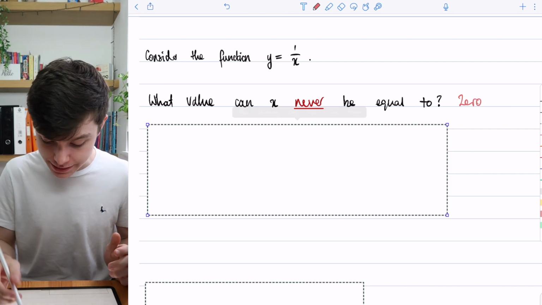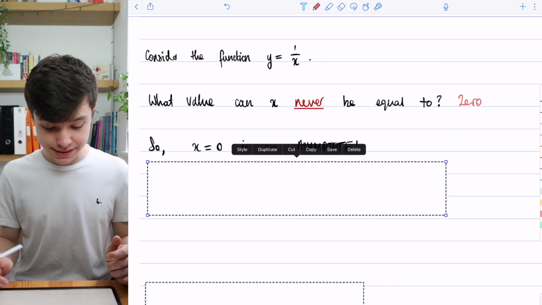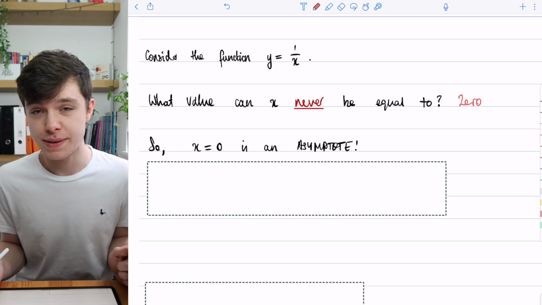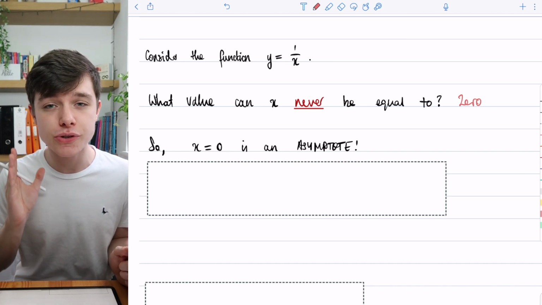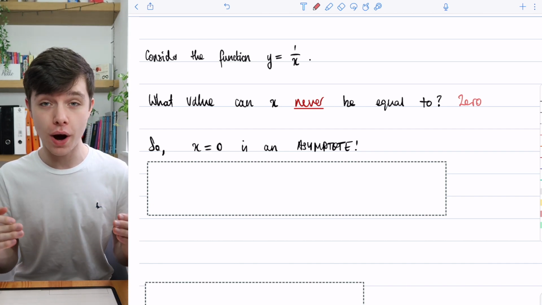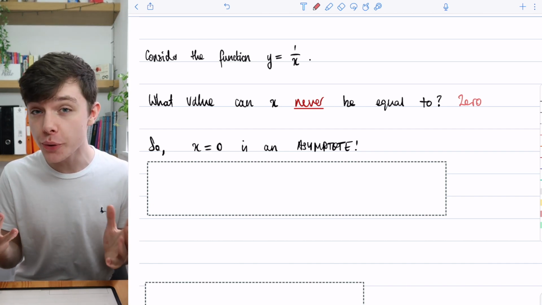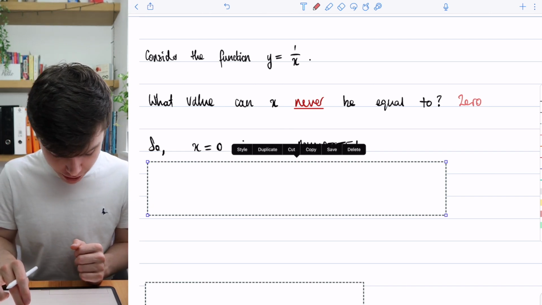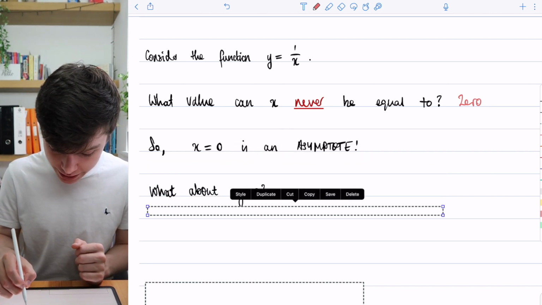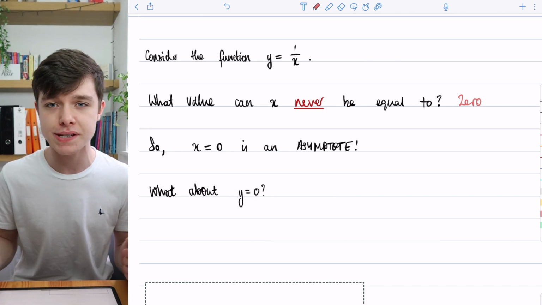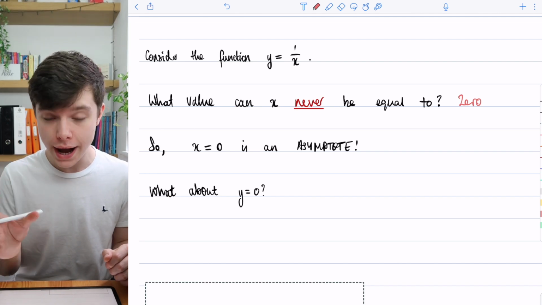So what that means is that x is an asymptote, okay? It does not make sense for x to be 0, so the graph y is equal to 1 over x can never cross the line x is equal to 0. In other words, it cannot cross the y-axis, okay? But let's consider, what about y is equal to 0? So it's always good to consider, well, we've got x on the bottom here, so it can't be 0. But what happens when y is 0?